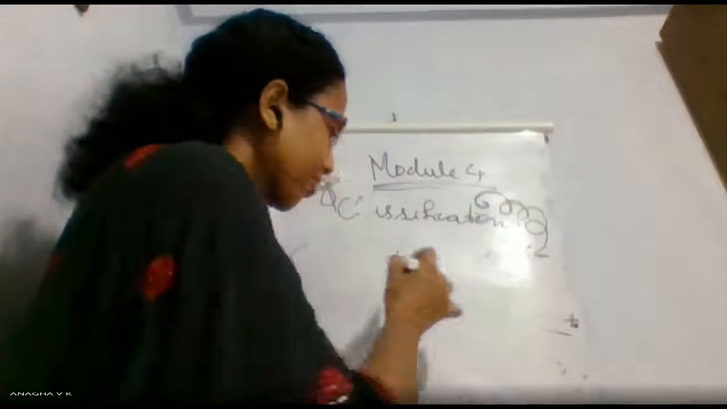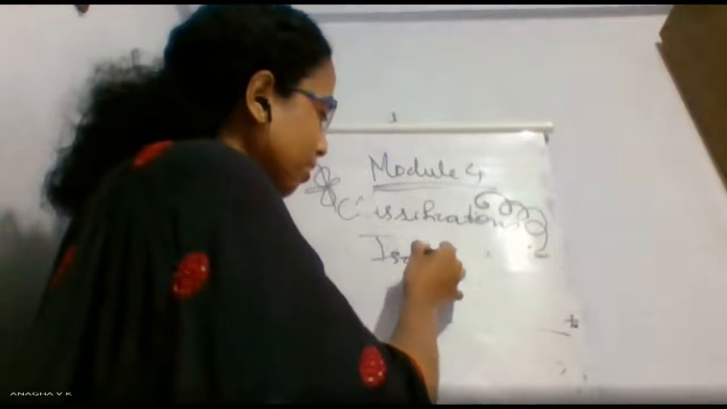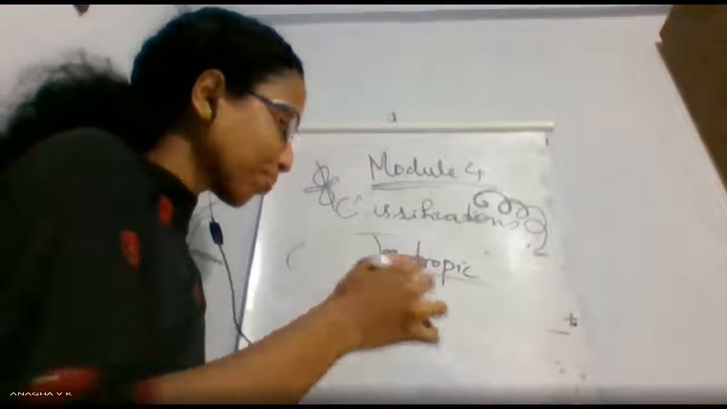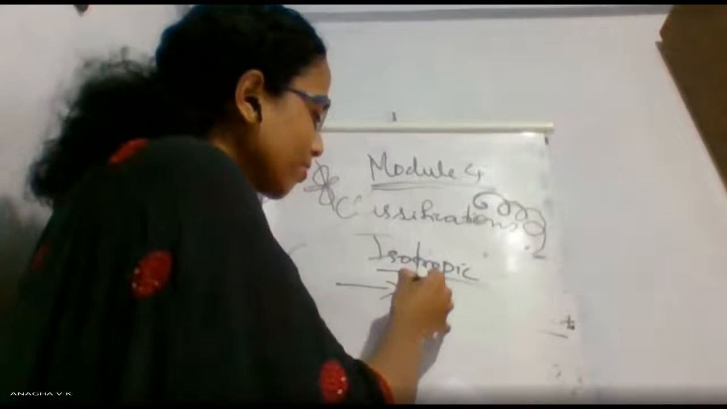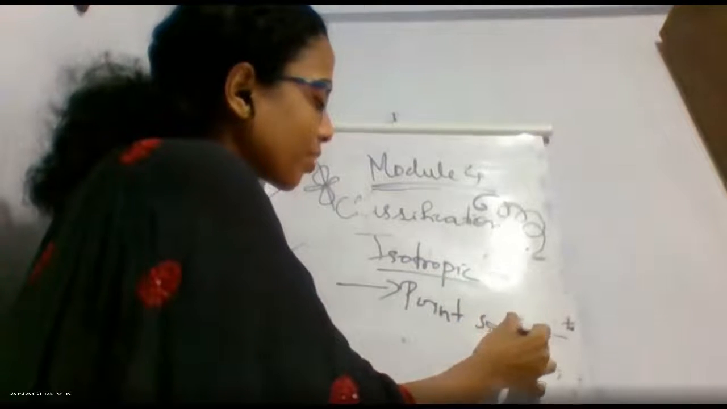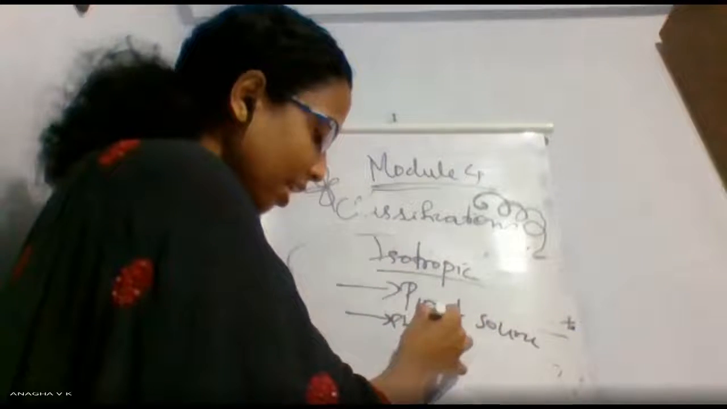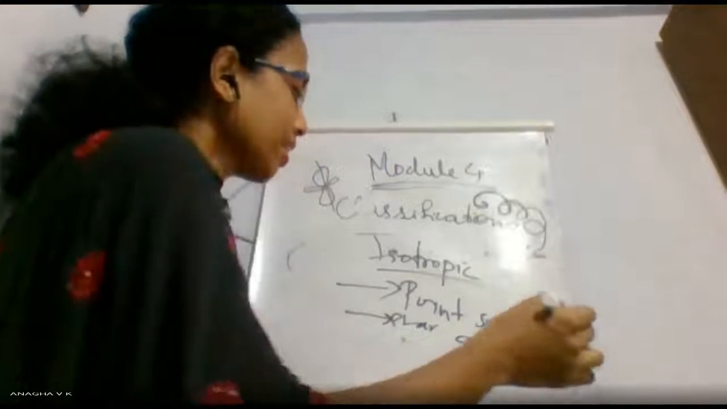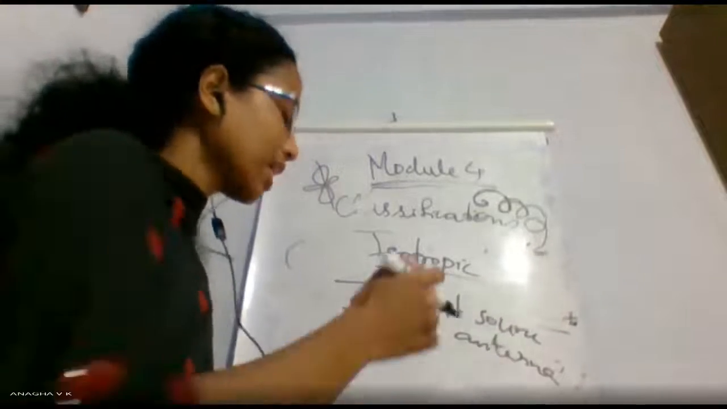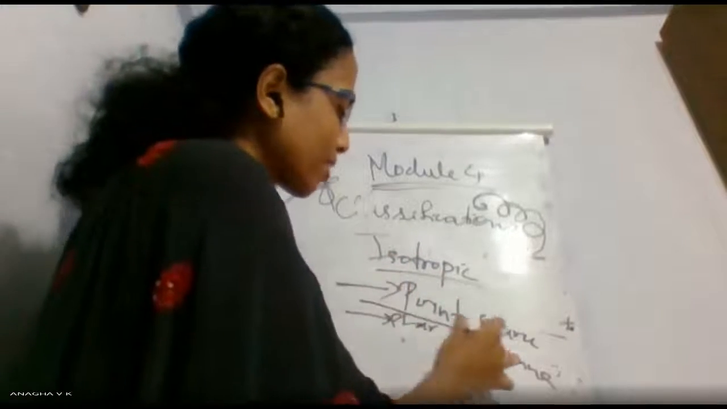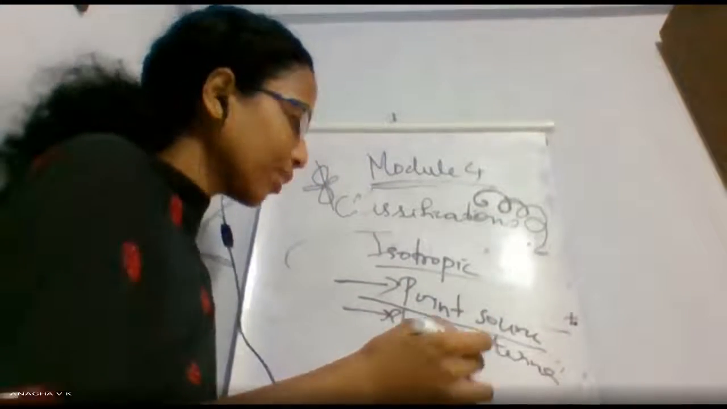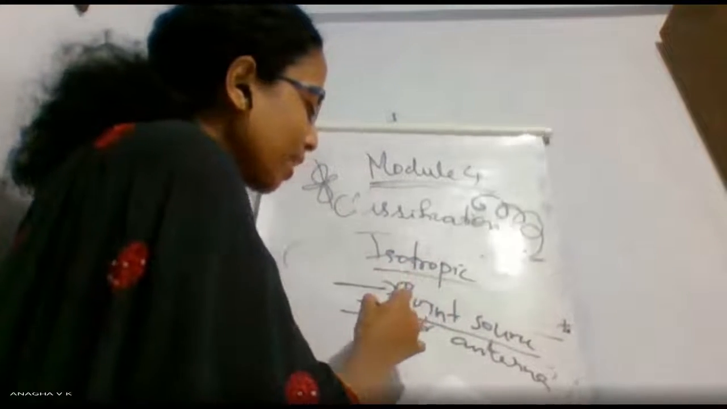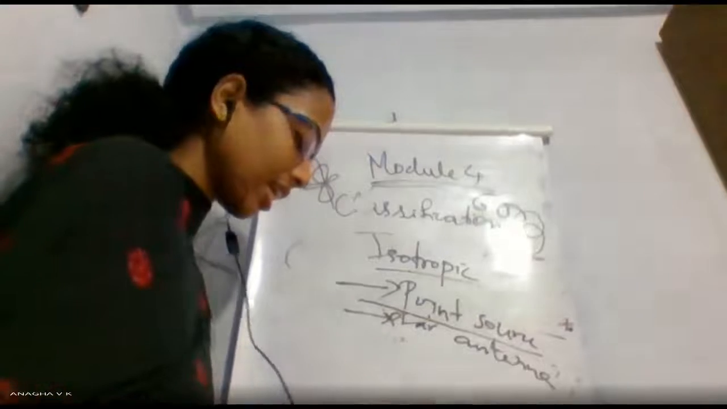They are classified as isotropic. So what is an isotropic source? Star antenna is an isotropic source. We usually use point source. Isotropic sources are point source and star antenna.